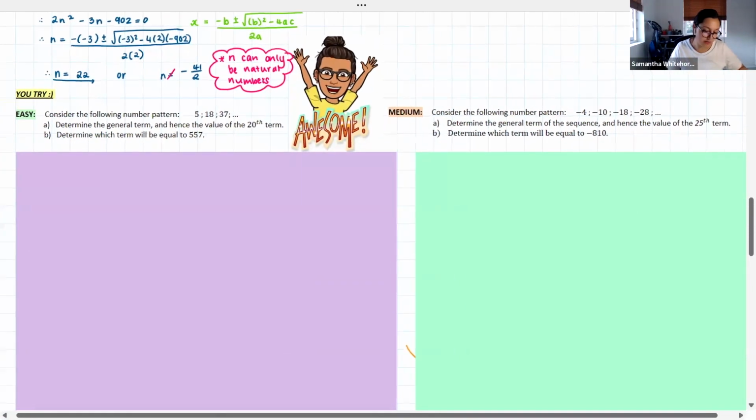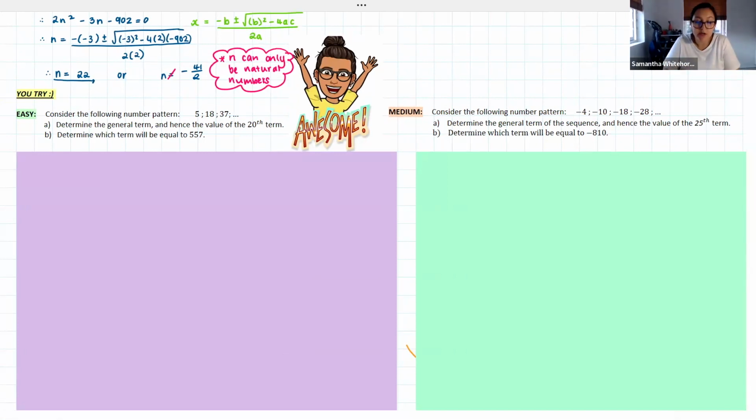Depending on how you're feeling about the quadratic number pattern situation in life, you can decide which one you want to do. I've got an easier one if you're not feeling super comfortable about quadratics, and a slightly harder one if you're feeling like, cool, quadratics, I understand this, let's do it. You don't have to do both.